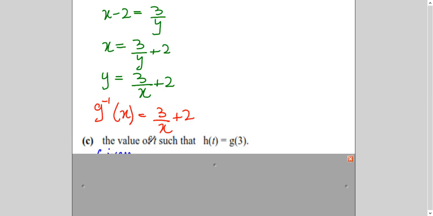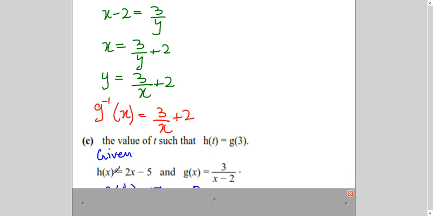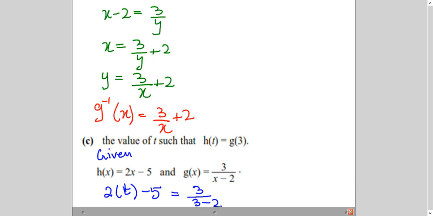Now part C of the question is to find t such that h of t is equal to g of 3. What is given to you in the question? You are given h of x, because x is your domain right now. The question is saying h of t, so in place of x you will write t. And g of 3 means where you have x in function g, you will write 3. So this is what we will do here.